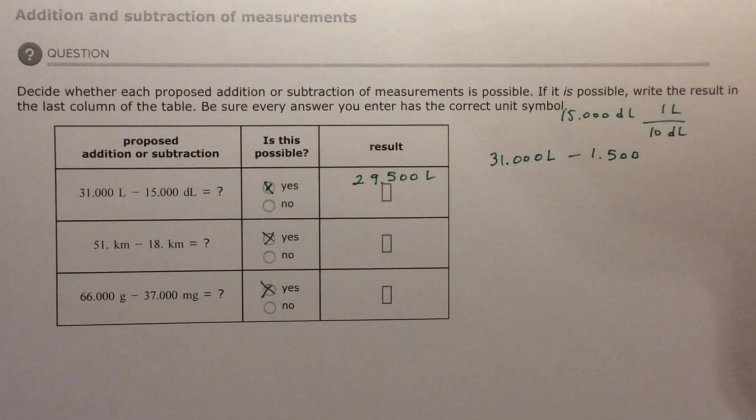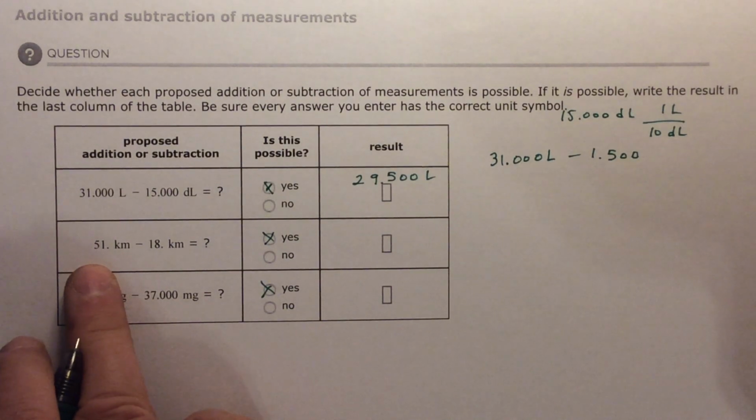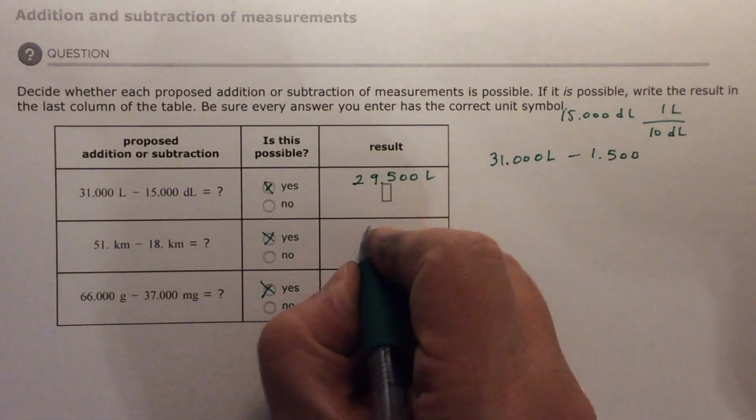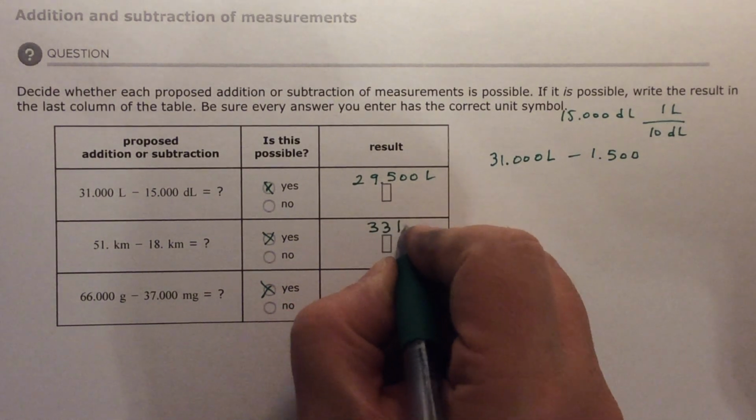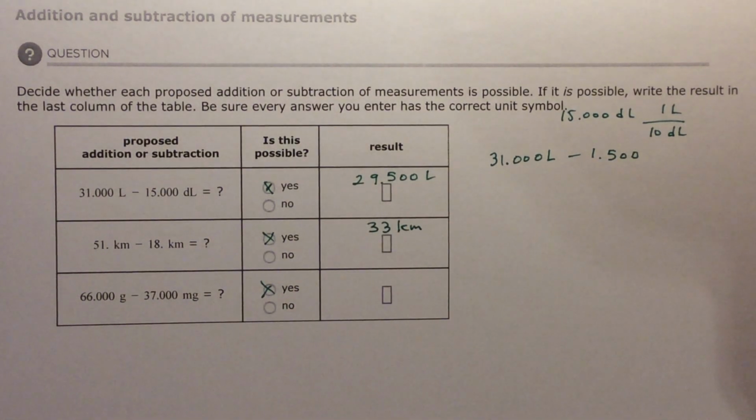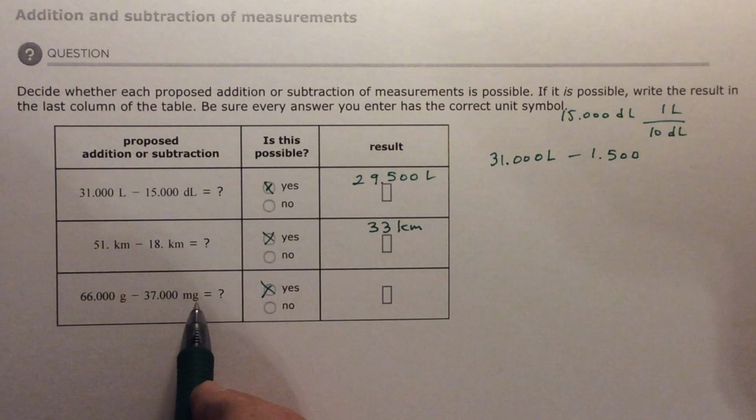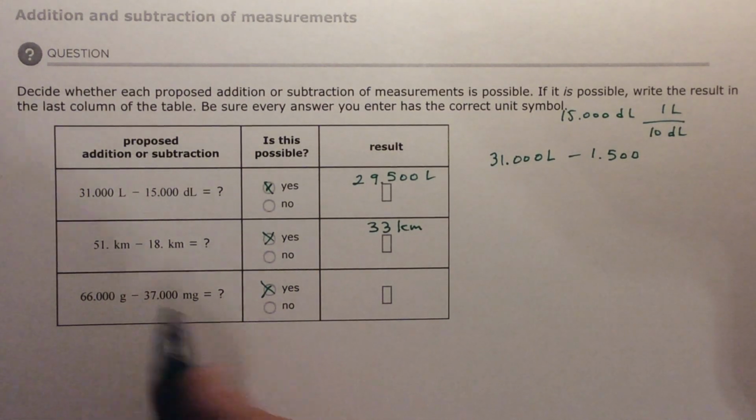So that's possible. This one's even easier because this is already in kilometers. So 51 minus 18, that's just 33 kilometers. Piece of cake. This one I'm going to have to put them both into grams.